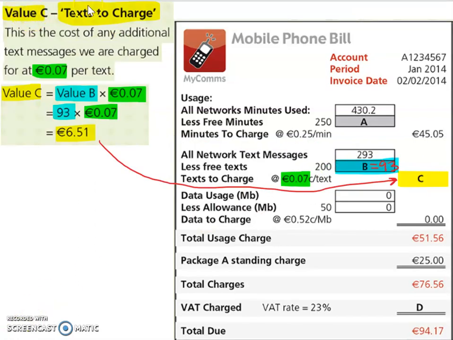So C is the texts to charge. This is the cost of any additional text messages we are charged for at 7 cents per text. So value C is going to be value B, which we worked out to be 93, multiplied by 0.07, and it's €6.51. So that's going in for C. 93 multiplied by 0.07 gives us €6.51. So that's the charge for their text messages.